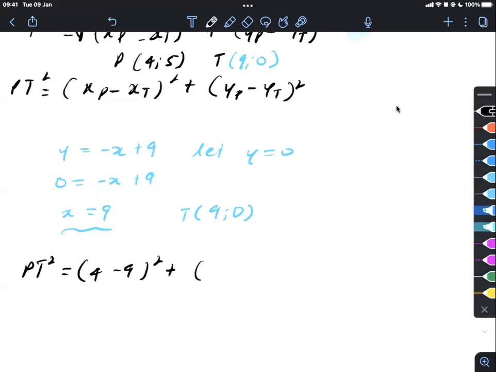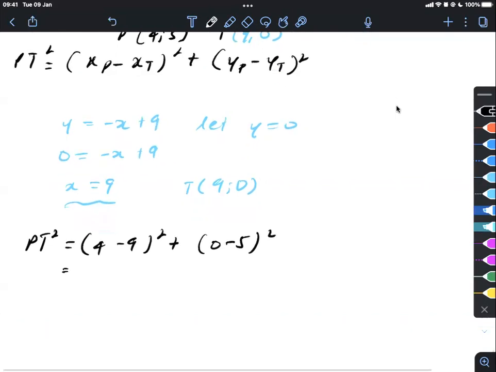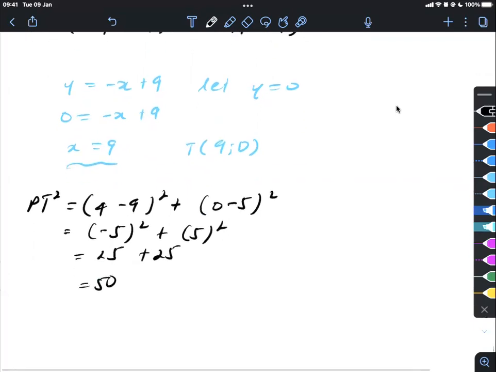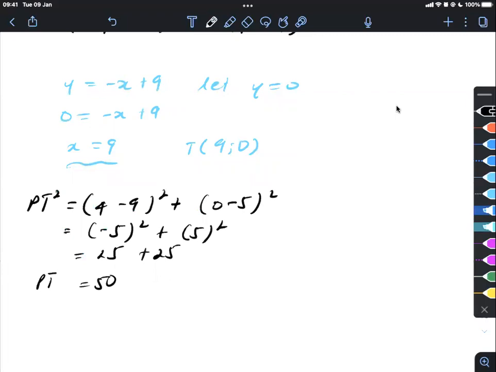And then I have a 0 minus 5. Yes, that's correct. Okay, so that's going to be a 4 minus 9. That's going to be a minus 5 squared, plus that's going to be a 5 squared. So it's going to be 25 plus 25. That's going to be 50. All right, so that's going to be PT squared.